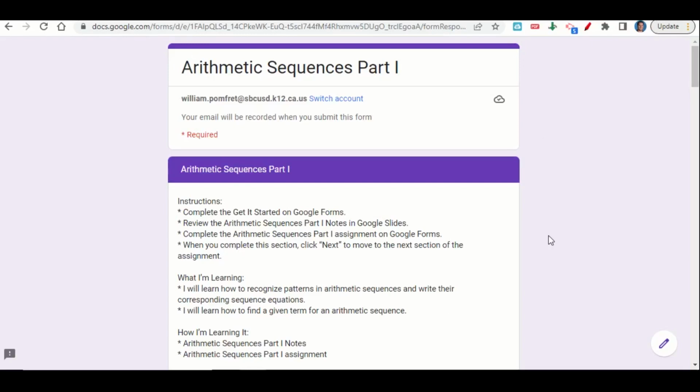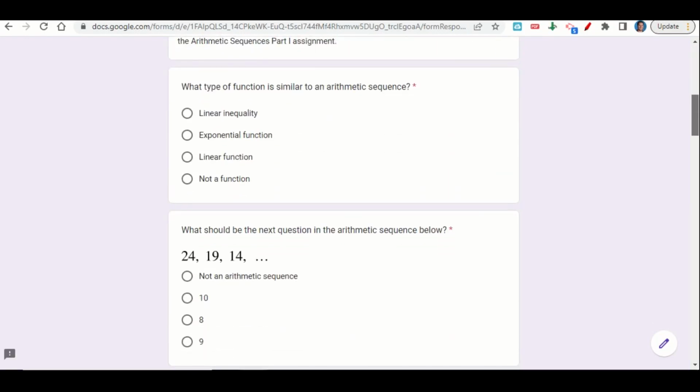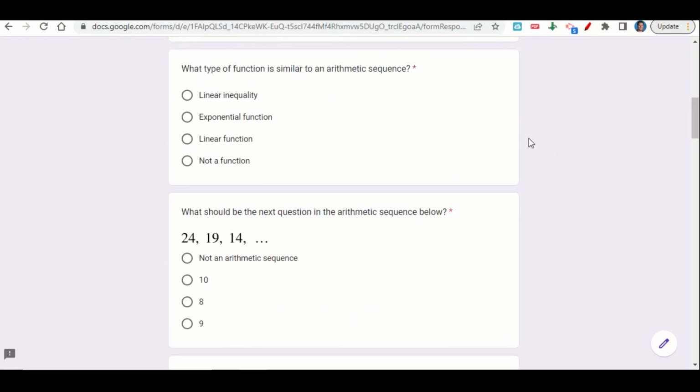Let's take a look now at the Arithmetic Sequences Part I assignment. The assignment begins with the learning goals and success criteria. If we scroll down, we can see the questions. The first one says, what type of function is similar to an arithmetic sequence? Well, we know that it's going up by addition, so if we think back, we should recognize that that's similar to a linear function. So we'll go ahead and put that as our answer.